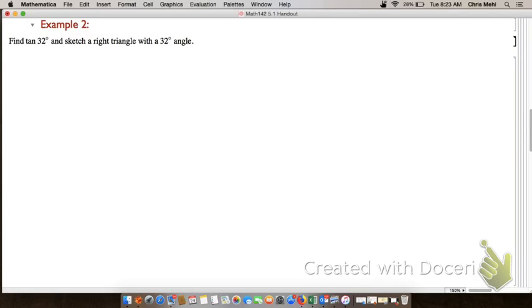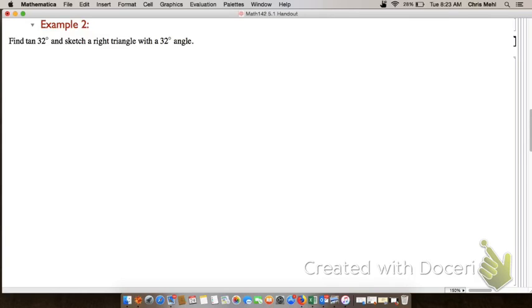Okay, so next example, we're going to find tangent of 32 degrees and sketch a right triangle with a 32 degree angle. Now if you read in the textbook, there's lots of right triangles that have a 32 degree angle. Okay, and it turns out that if all the angles in a right triangle are the same, the ratio of the sides will be the same in those triangles. Okay, so I'll kind of show you this with a quick example.